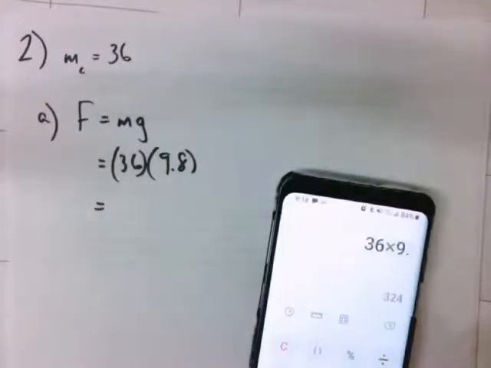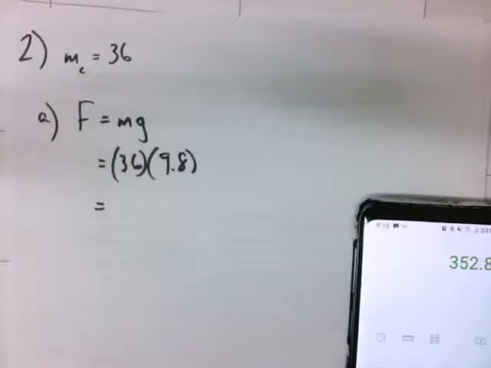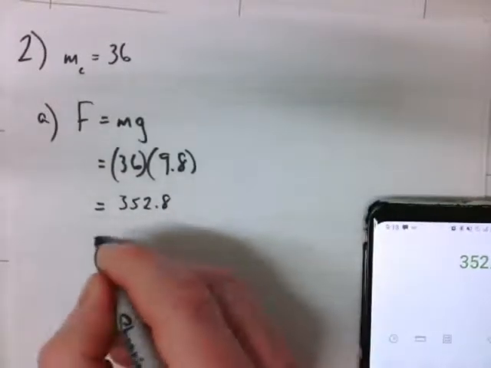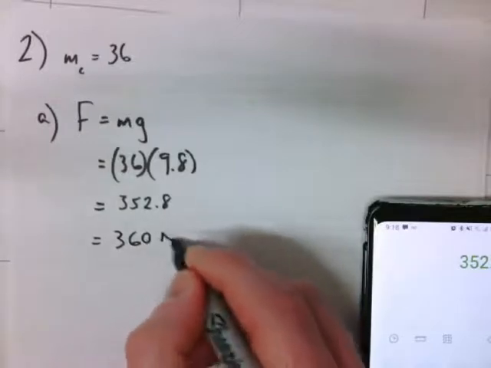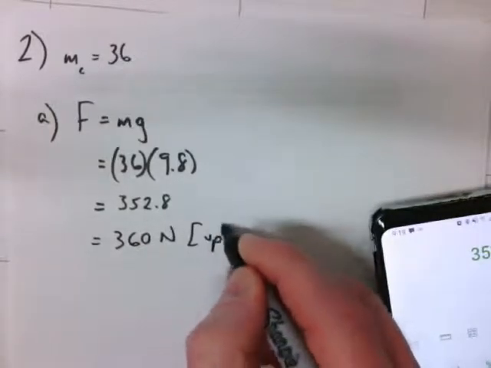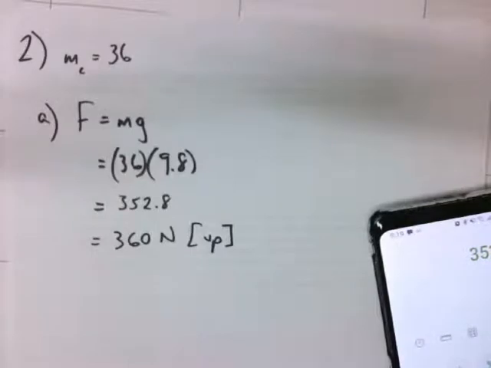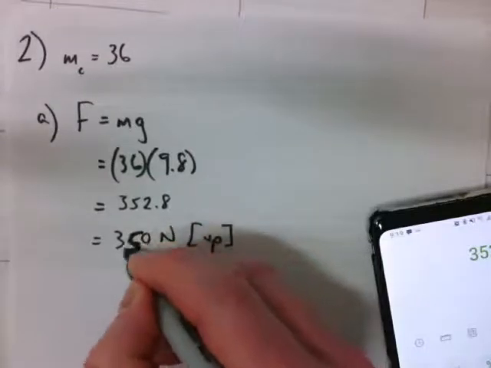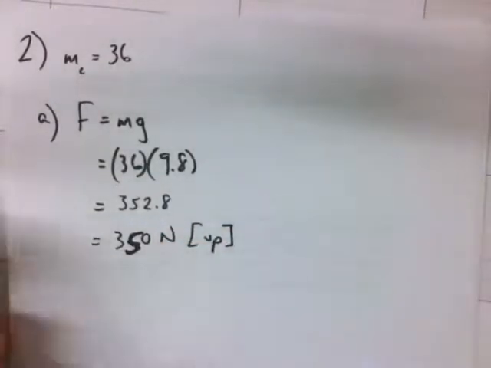36 times 9.8 is 352.8. In sig figs, that's 360 newtons up. Oh wait, 360, that's poor rounding. 350. 350 newtons up.